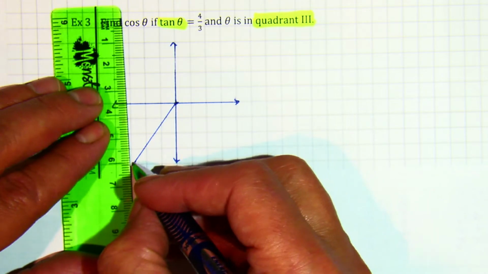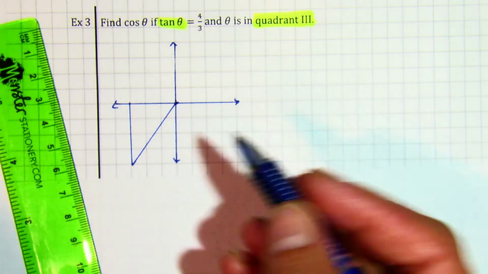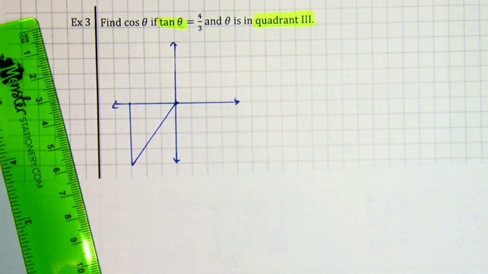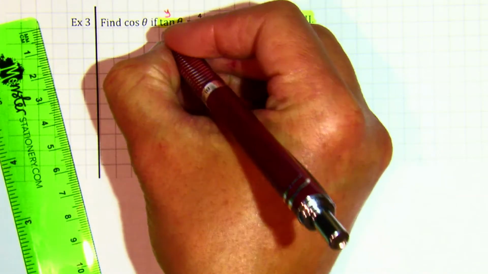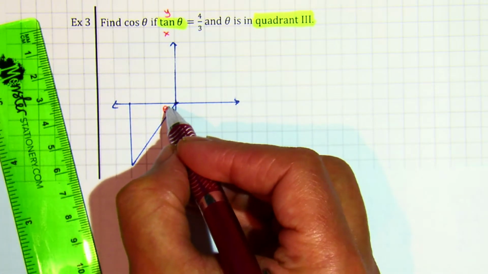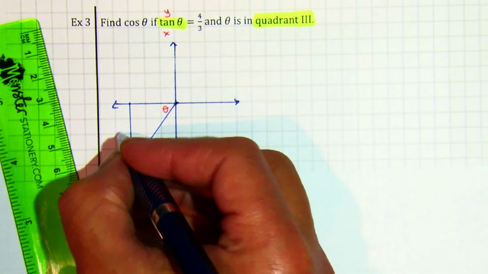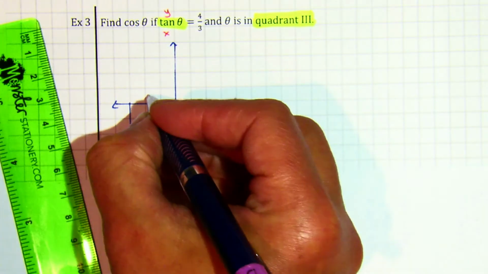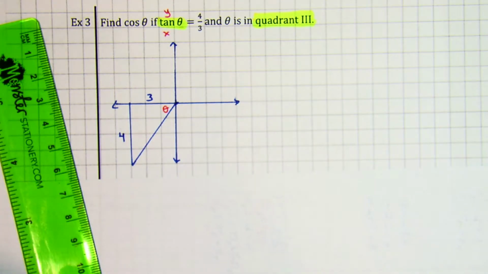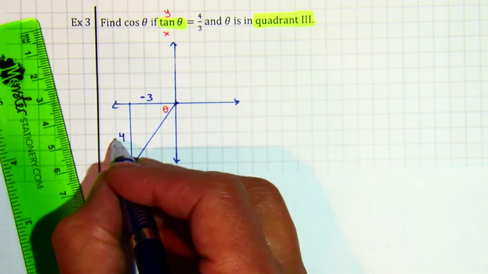And it can be in any size. And my tangent is my y over x, so therefore it is 4 over 3. That means that my y is my 4 and my x is my 3. But remember that if you go to the left, it will be negative. If you go down, it will be negative.